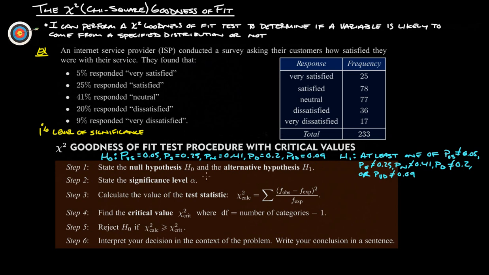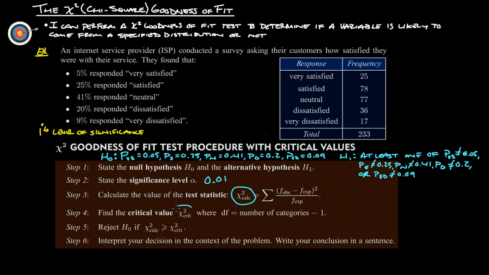State the significance level. This is 1%, so 0.01 is the significance level. Calculate the value of the test statistic, chi-squared calc. That's going to be on the graphing calculator. Find the critical value, where the degrees of freedom is the number of categories minus 1.